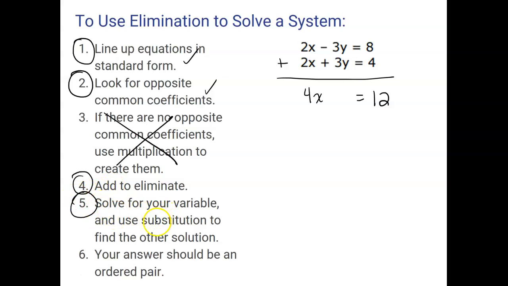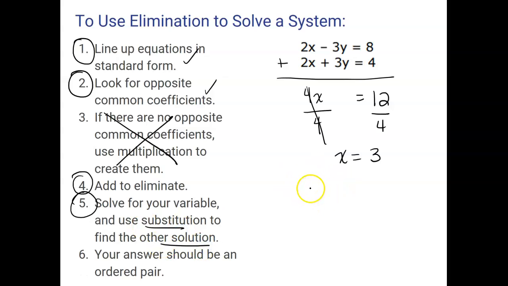Step 5 is to solve for your variable and use substitution to find the other solution. From here on out, this is exactly the set of steps that we used when we did substitution. We divide both sides by 4, so I now know that x equals 3. And I use substitution to find the other solution.